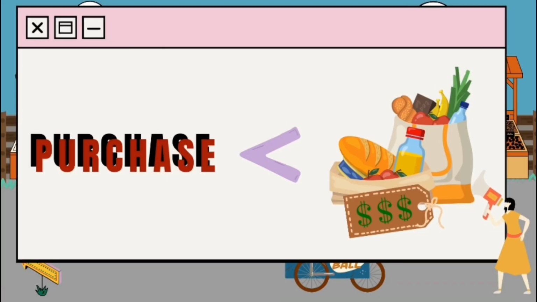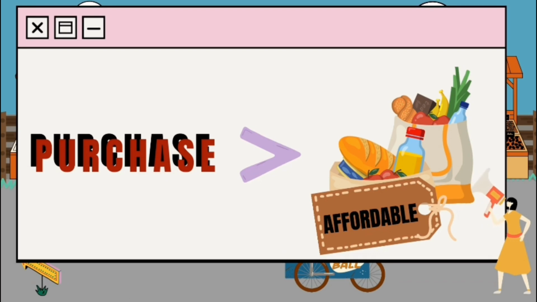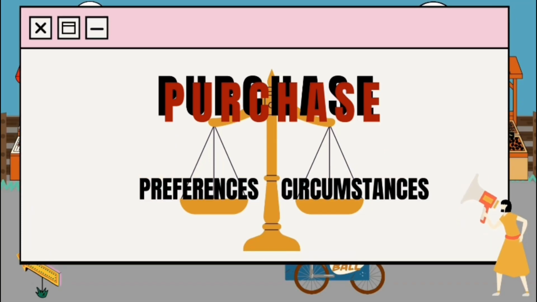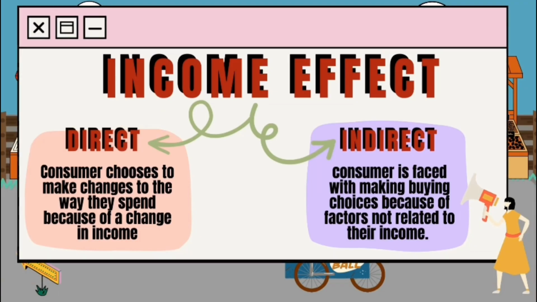The effect doesn't dictate the kinds of goods consumers will buy. They may opt to purchase more expensive goods in lesser quantities or cheaper goods in higher quantities, depending on their circumstances and preferences. The income effect can be both direct or indirect when a consumer chooses to make changes to the way they spend. Because of the change in income, the income effect is said to be direct.